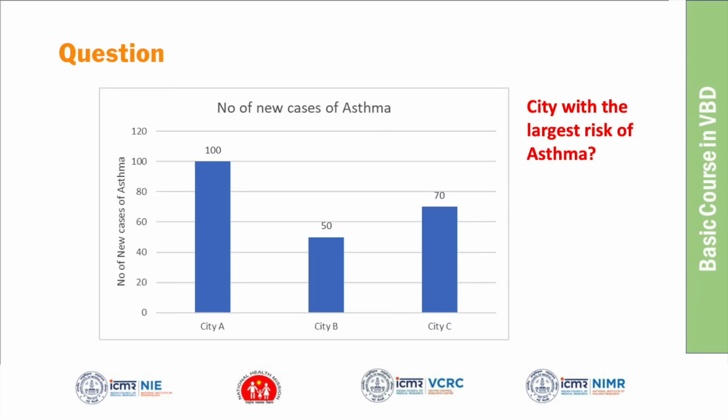Having understood that, I've got a small question for you. I hope that you would give me responses in the chat box, or you would unmute yourselves and give your response. I have given you a bar chart talking about city A, city B, and city C's number of new cases of asthma. I want you to tell me, which city do you think has the largest risk of asthma? Whether it is city A, B, or C.